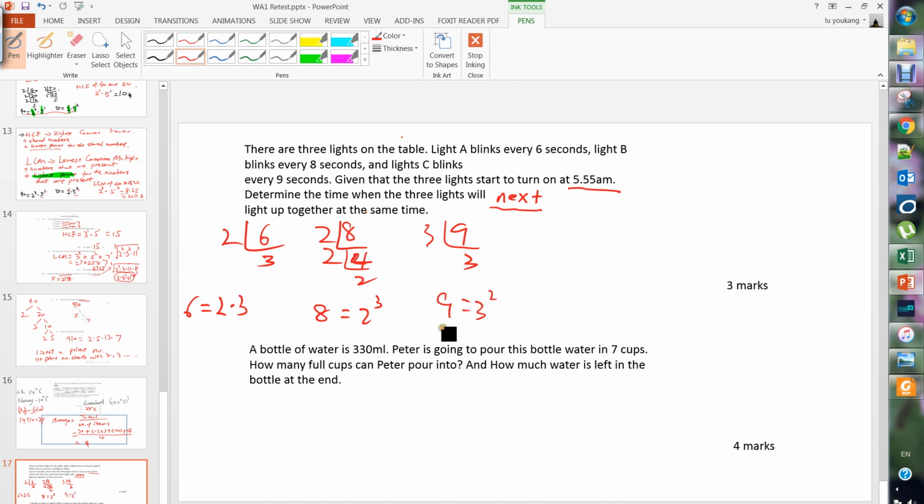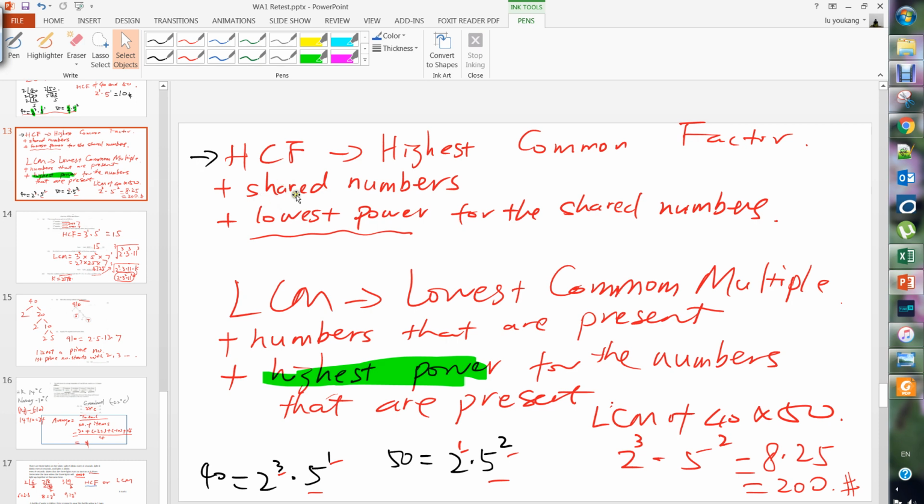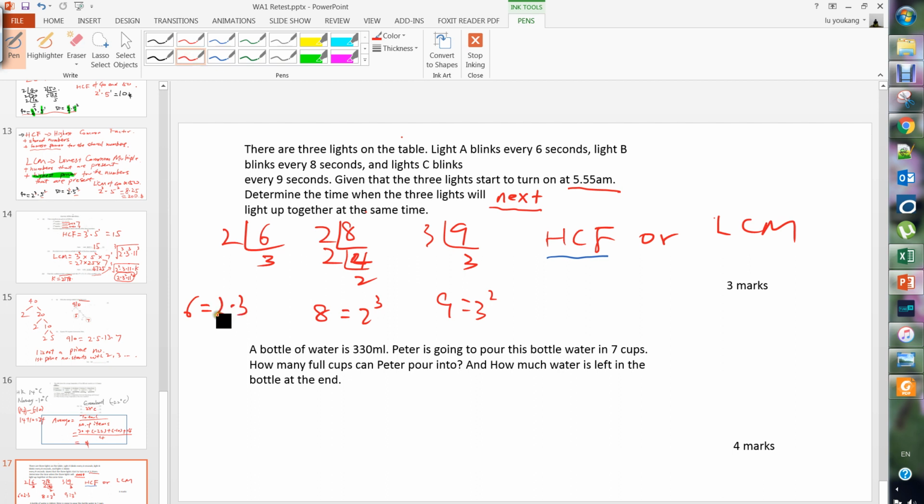So in order to know the next light up moment, I need to find the HCF or LCM. Okay, let's find both first. So in this case, let's find the HCF first. Highest common factor, so it must be shared, right? Remember? So in this, HCF must be shared numbers and then choose the lowest power. Okay, so let's come back to this. So is 2 shared among these 3? No, 9 doesn't have the 2, so 2 is not shared, so I cannot put it down.